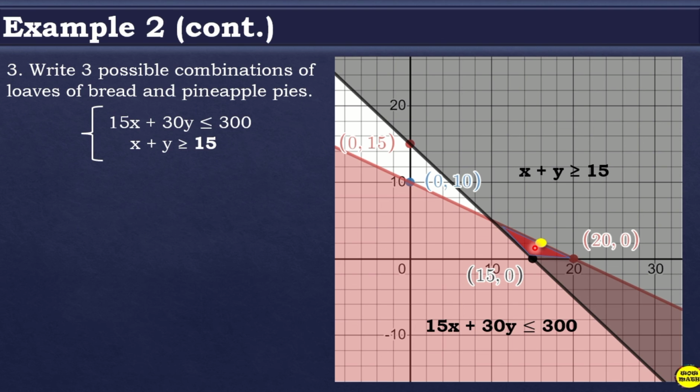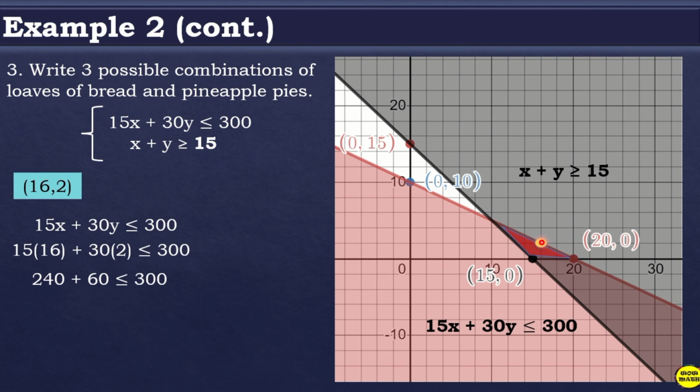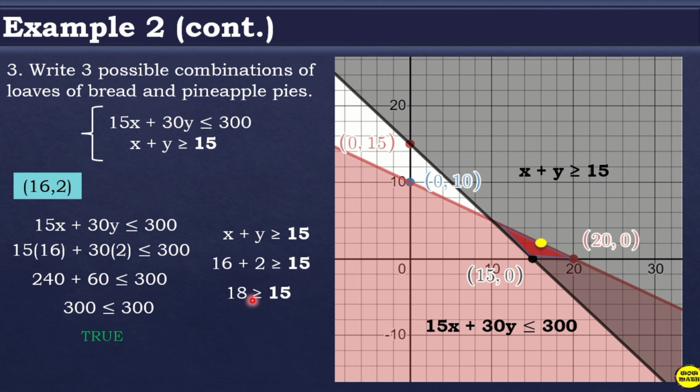Okay? So, ito pong part na 'to. Kuha tayo ng isang point. Anong point ito? By 2s, 2, 4, 6, 8, 10, 12, 14, 16. So, 16 and then 2. Okay. So, check natin. Isubstitute mo yung ordered pair. So, you will get 300 is less than or equal to 300. And this is true. And then, doon sa ating second inequality, dapat mag-satisfy itong ordered pair mo doon sa dalawang inequalities mo. So, x plus y is greater than or equal to 15. Substitute natin yung 16 na 2. So, that is 18 is greater than or equal to 15. So, since this is greater than, this is also true.